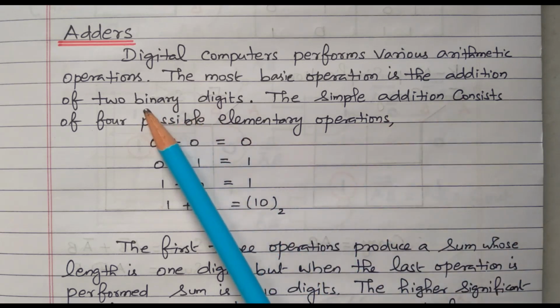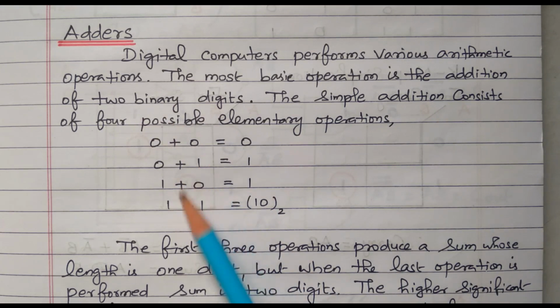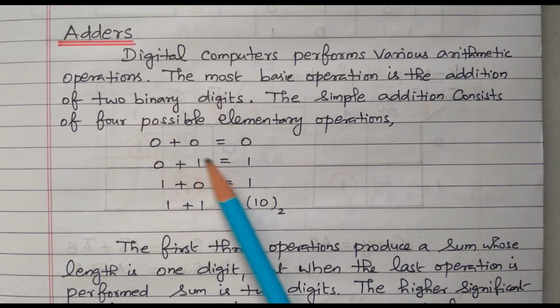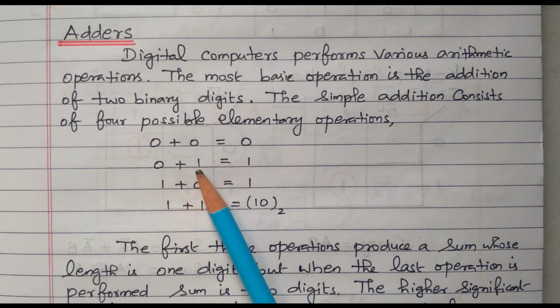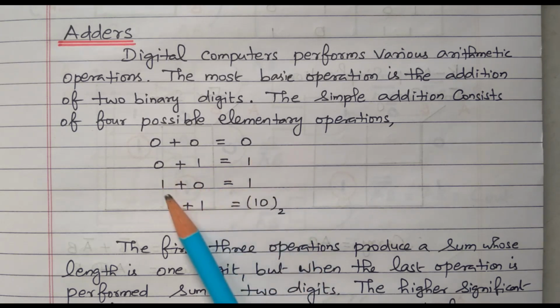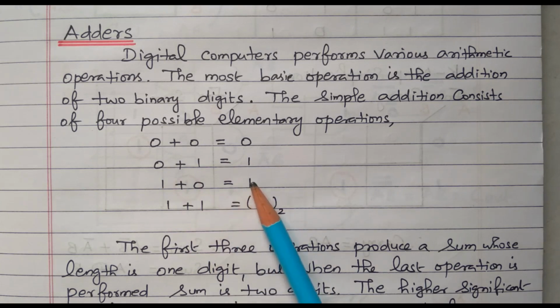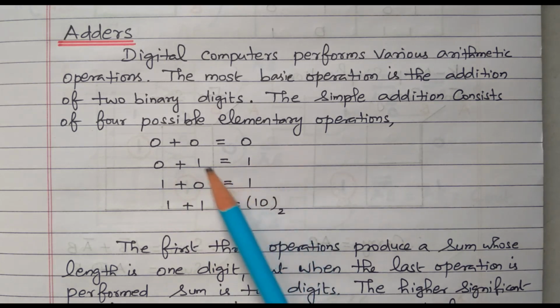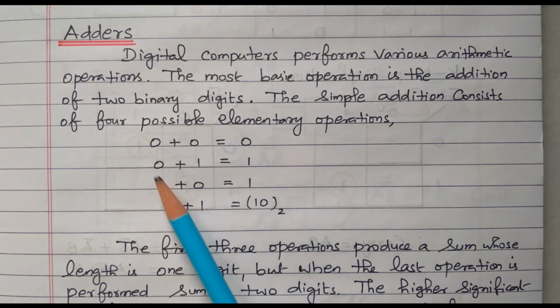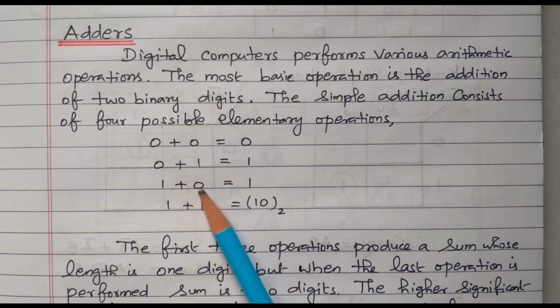Because of two binary digits, we have 4 combinations available. We will see these 4 combinations. 0 plus 0 is 0. 0 plus 1 is 1. 1 plus 0 is 1. So the first 3 operations are very simple: 0 plus 0 is 0, 0 plus 1 is 1, 1 plus 0 is also 1. The fourth one is 1 plus 1.